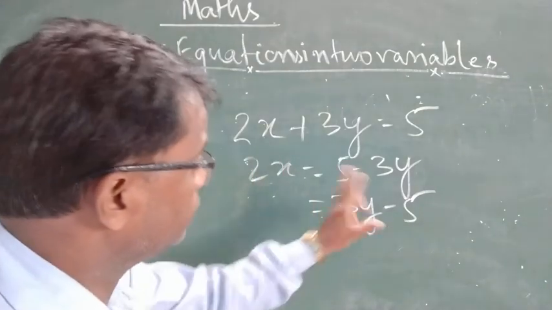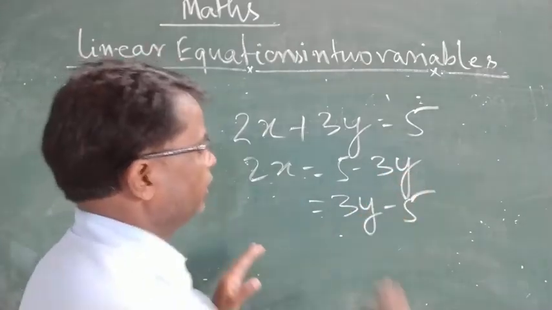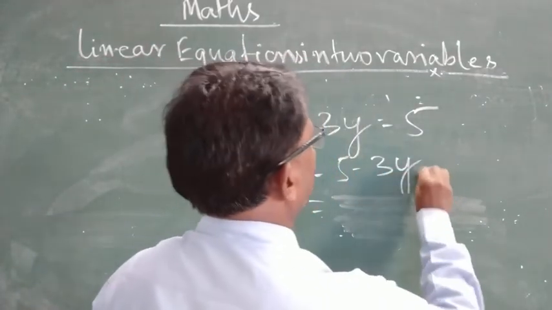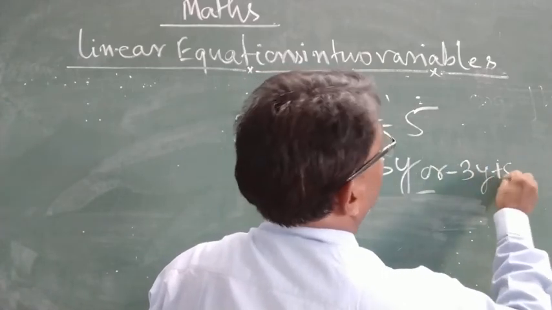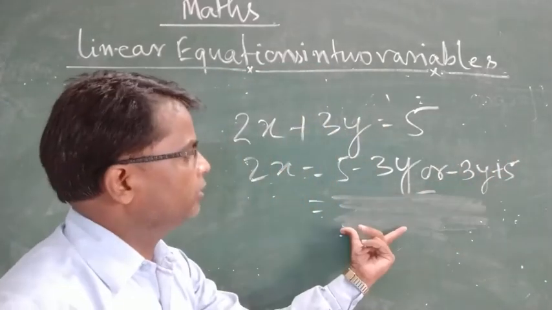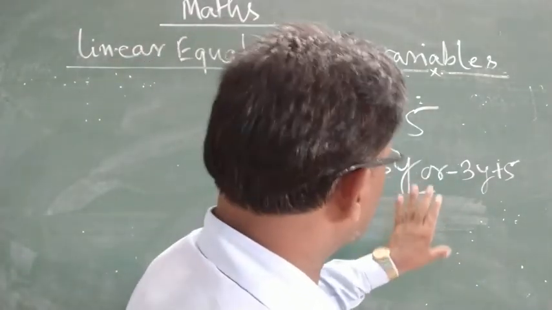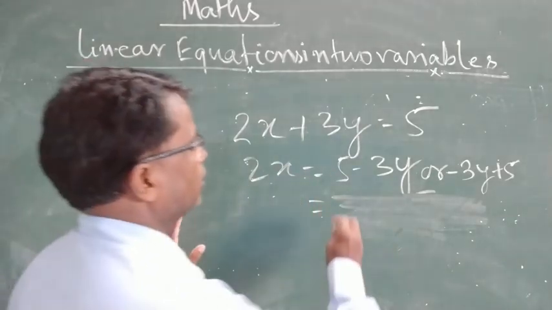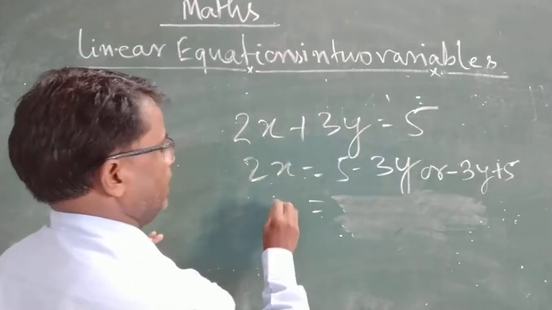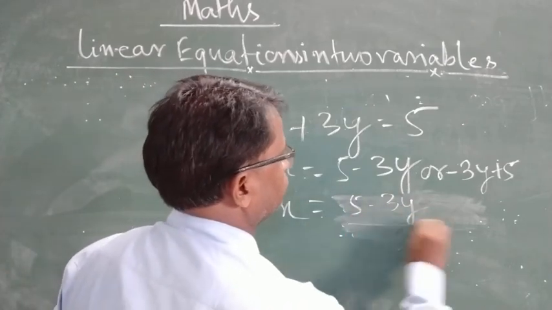If you don't want to write it this way, you can write the same thing as minus 3y plus 5. That is correct, but the other way is never correct. So you make a mistake in transferring terms of the equation. After this, x is equal to 5 minus 3y by 2.